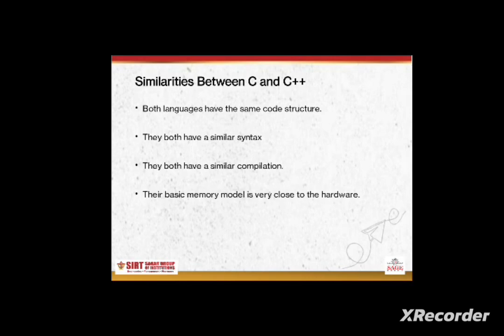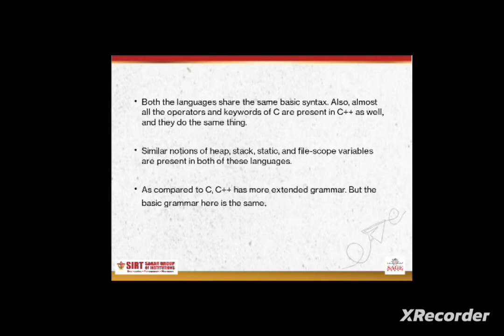Now the next one is they both have a similar compilation. That means when we compile a program written in C and C++, both use the same compiler. So we don't need to install another compiler. Now the next one is their basic memory model is very close to the hardware, and when we write a C program or a C++ program, both use the same operating system. So we don't need to switch the hardware as well as the platform. So we can say there are a lot of similarities between the C and C++ languages.